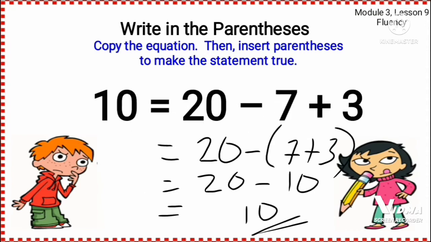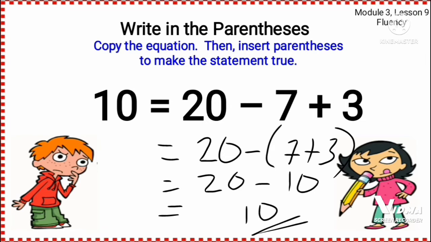Now here's another one. Put the parentheses where you think it will fit to give us 10 as the answer to this equation. The equation says 20 minus 7 plus 3 equals 10. If you put the parentheses around 20 minus 7, you're going to have 13 plus 3, which will not be 10. So the parentheses are around 7 and 3. So 20 minus, in brackets, 7 plus 3. 7 plus 3 is 10. 20 minus 10 is 10.